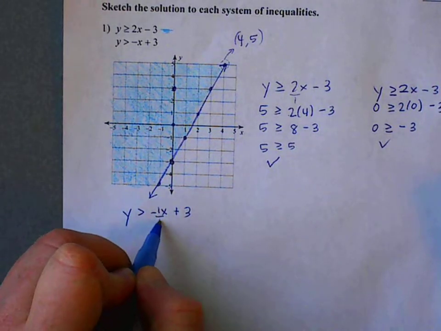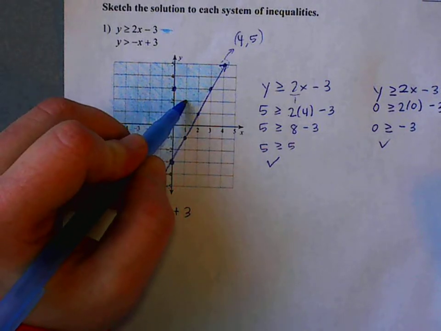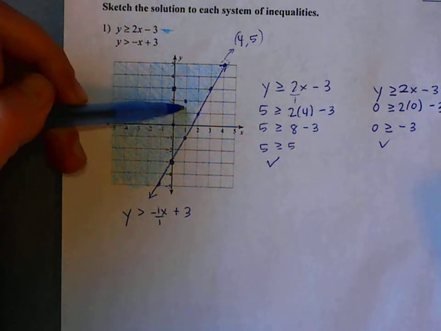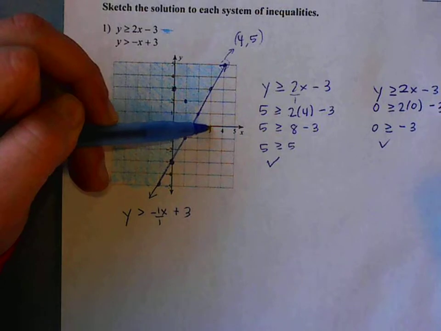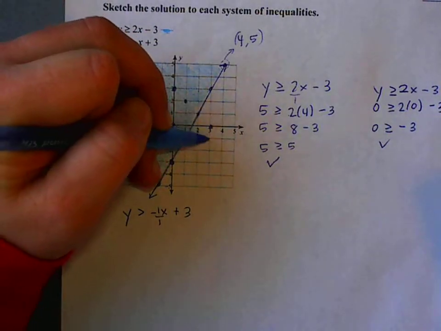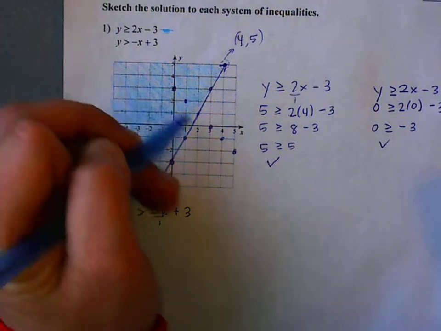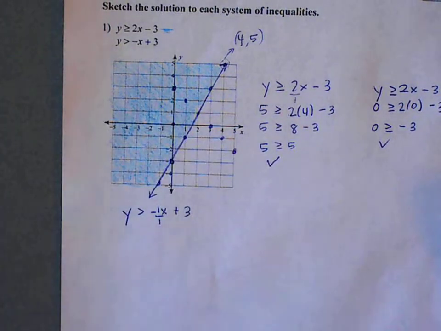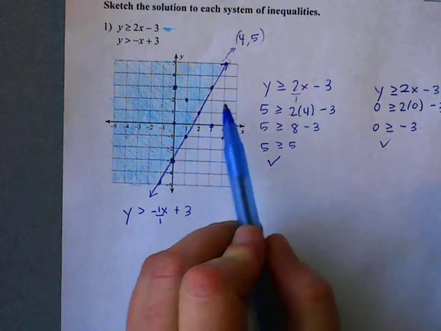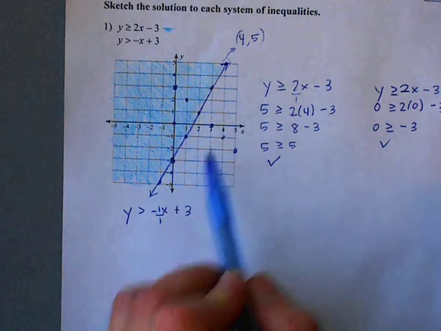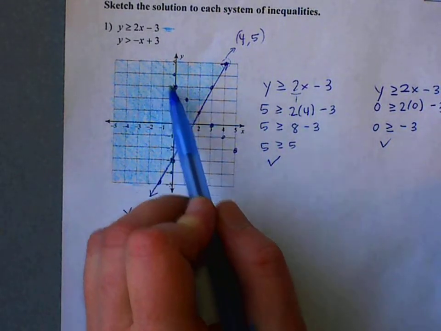Right, so it's negative 1 over 1. So I'm going to go down 1 and to the right 1. Down 1, to the right 1. Down to the right, down to the right. Okay, so it's going to look like this, but I'm not going to color it in yet. Now remember, if those points make it work, then I'm going to color it in solid.